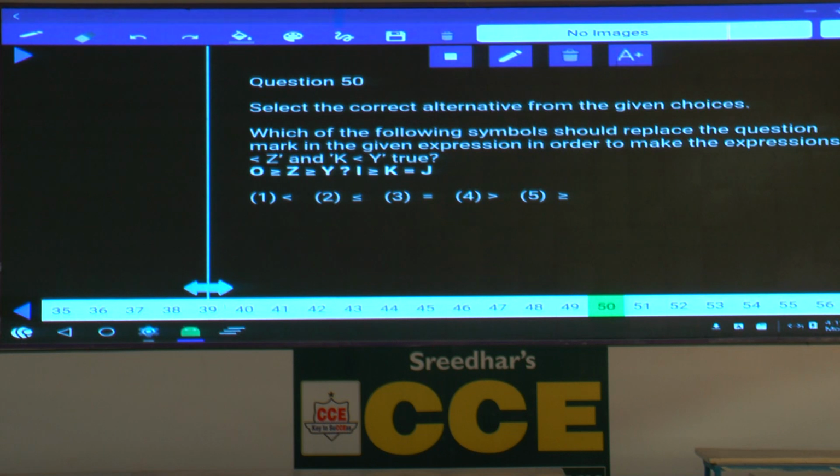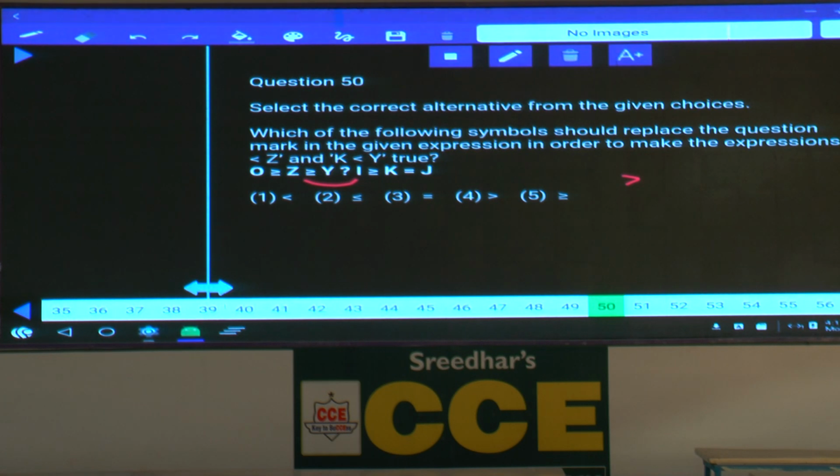I lesser than Z. Can I lesser than Z be true? Z is here, I is here. Now in this one Z to I, Z greater than I is there. Hence the symbol can be only greater than. If Z greater than I is true, I lesser than Z will be true, isn't it? Hence we need to have greater than.